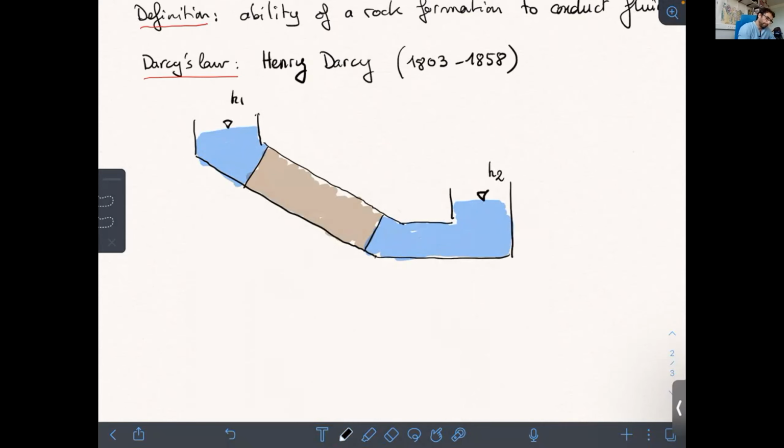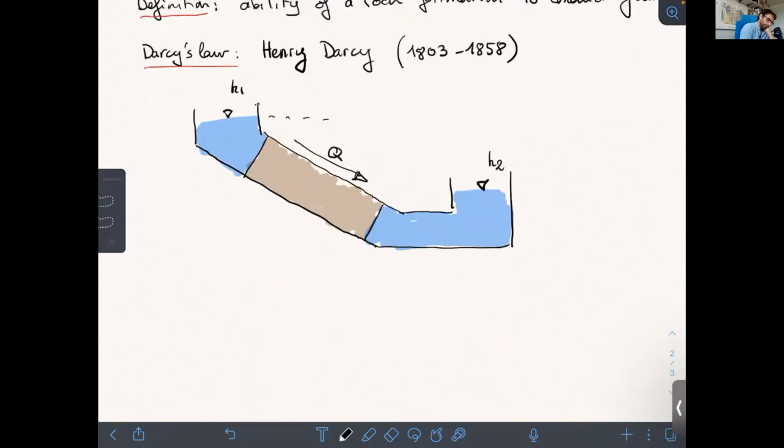And his question was, what is the flow that goes through the porous media? Obviously, flow of water will go from the high level to the low level. How does this flux of water depend on the difference in the levels? So here we have a given difference delta H between the two levels. If I increase this difference, I will have more flow. But how is the dependence between the difference and the flow?